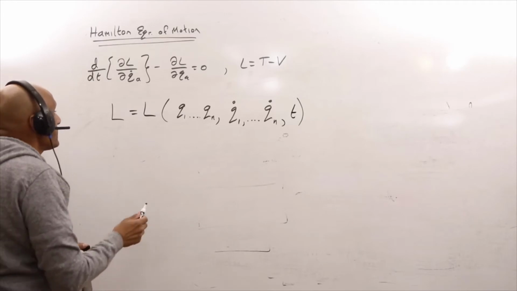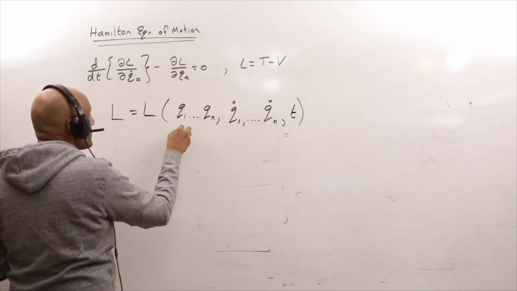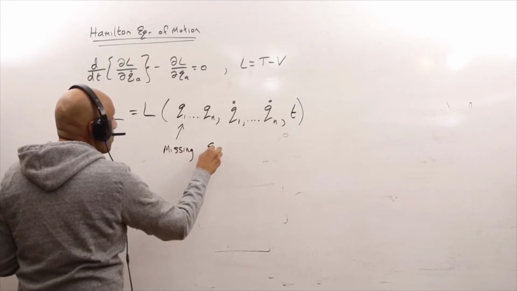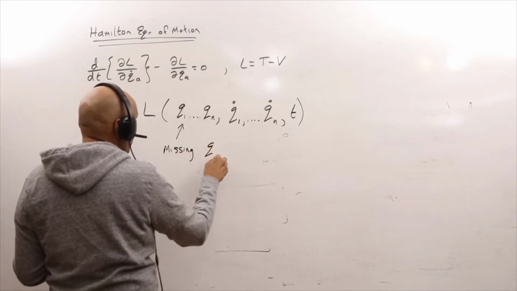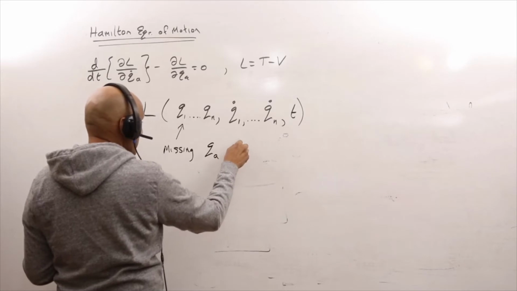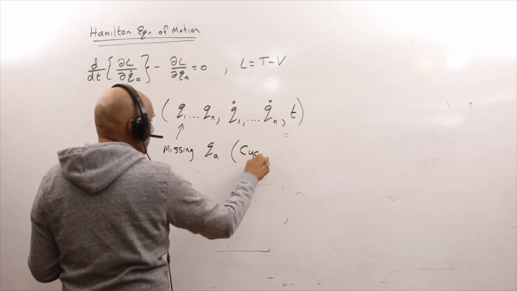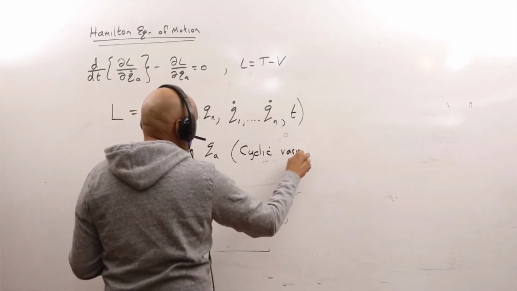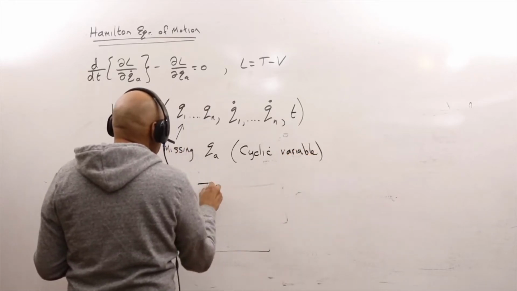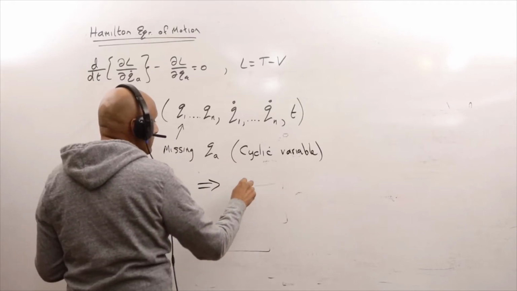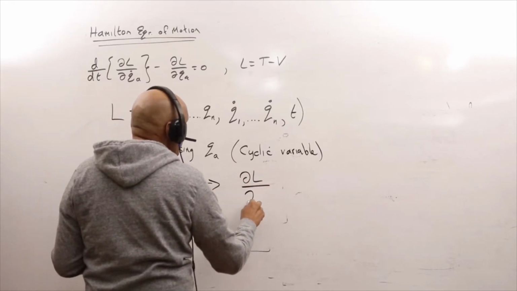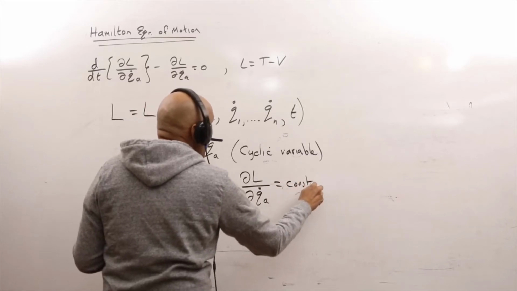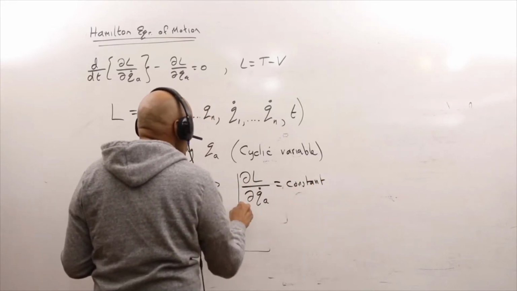So the idea is that if we're missing a coordinate, for example, let's say q_a is missing, which means a cyclic coordinate, or a cyclic variable if you want to call it, this means that the partial of L with respect to q_a dot is a constant. So we have some kind of a conservation principle coming out of this.